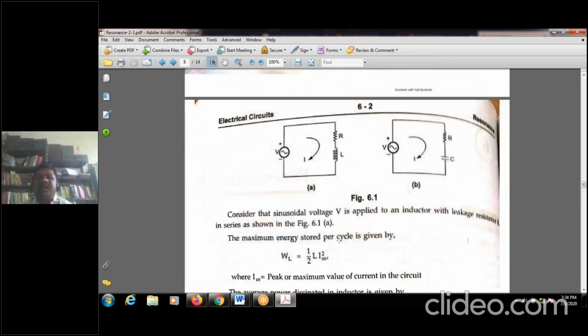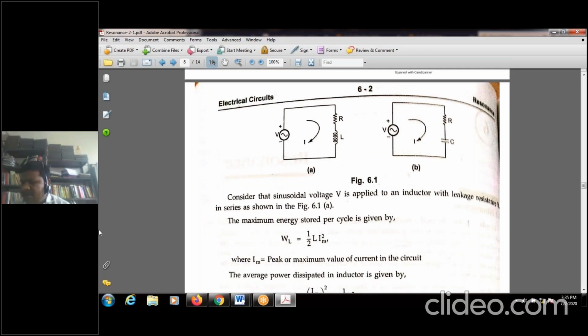This is the inductor, and here is the resistor. It is a practical inductor circuit with leakage resistance R. The inductor and the resistance are both in series. Here the resistance is considered as the leakage resistance. Now for this we have to calculate the quality factor.